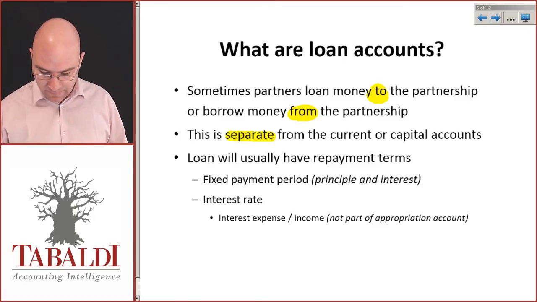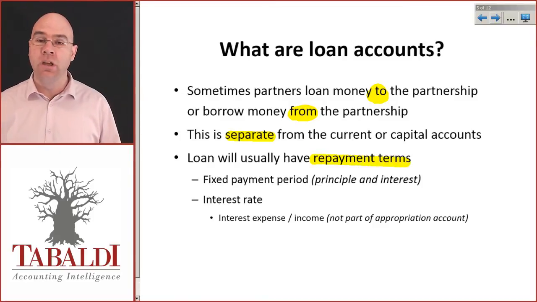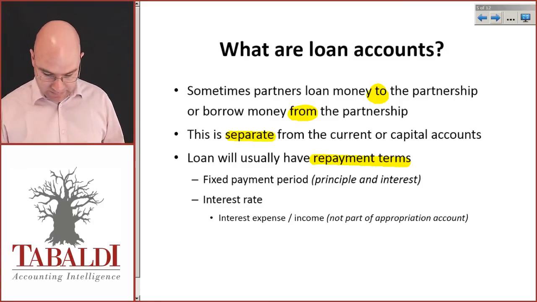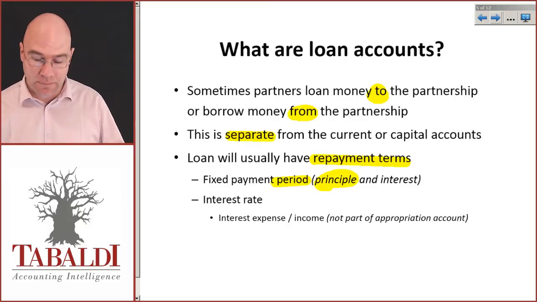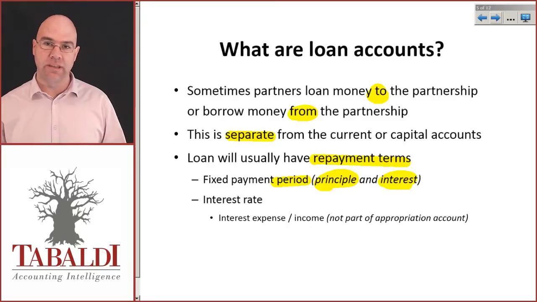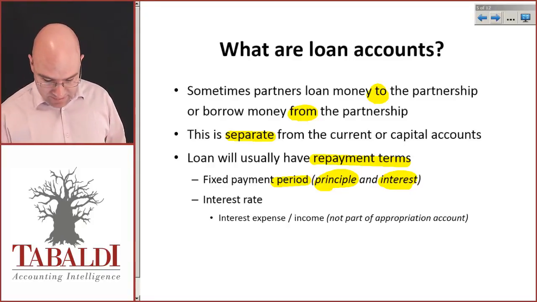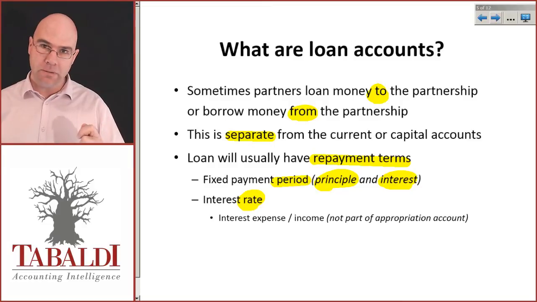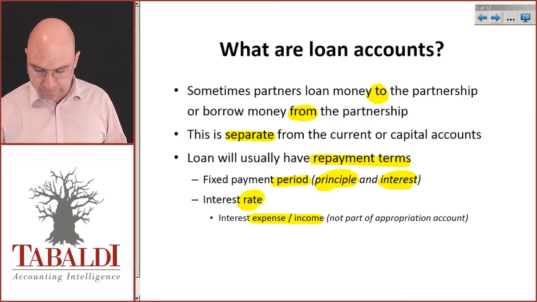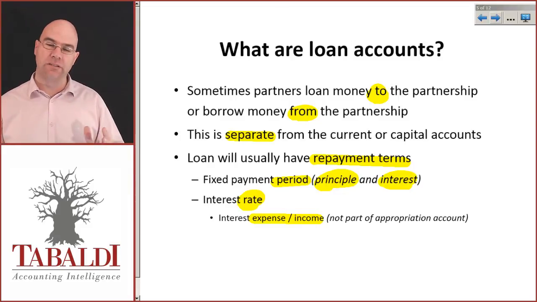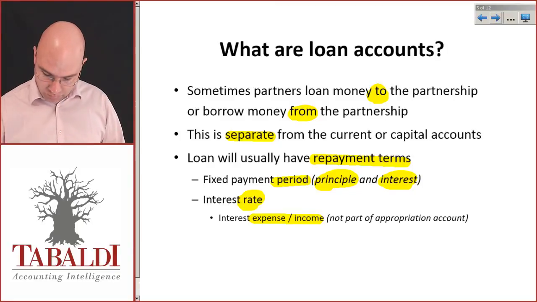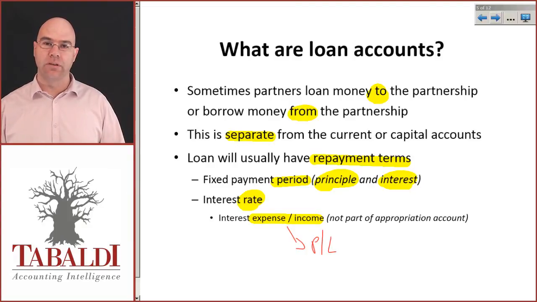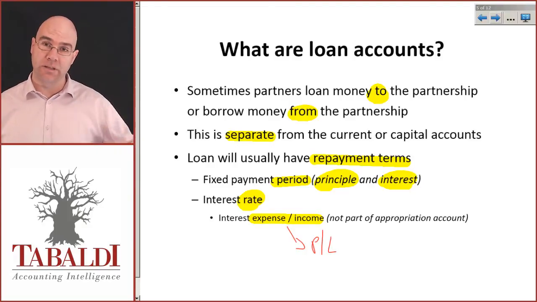Totally separate. This loan will usually have repayment terms, which will be made up of fixed amounts on fixed dates with a fixed payment period. Each payment will consist of principal, the capital amount, as well as the interest thereon. Obviously, if there's interest, we must stipulate the interest rate. Please remember that interest expense or income are not part of your appropriation accounts or current or capital accounts that we've discussed previously. They will go to profit or loss in the statements of profit and loss, as either other expense, finance costs or other income.